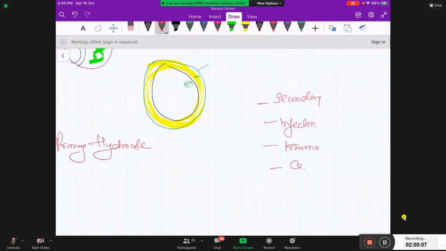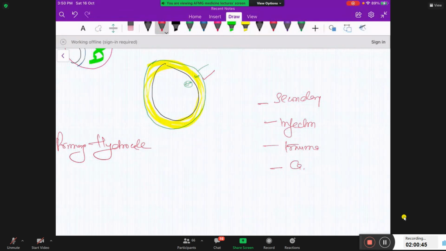Because of infection, trauma, or cancer, this tunica vaginalis starts secreting fluid at a higher rate. Tunica vaginalis, because of the inflammation, starts secreting more than required fluid. Now tunica albuginea is able to absorb, but the amount of fluid which is released from the tunica vaginalis is quite more than what can be absorbed. So again, the collection of fluid will remain around. So this type of hydrocele will be called secondary hydrocele.